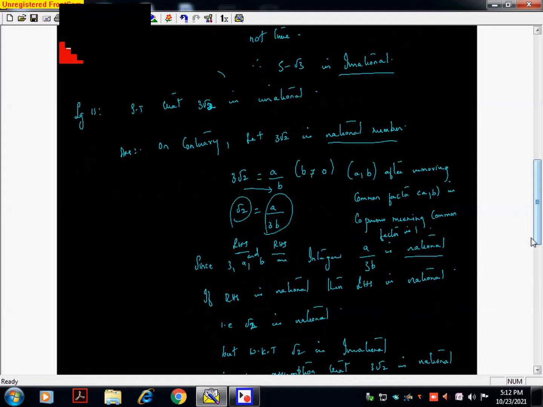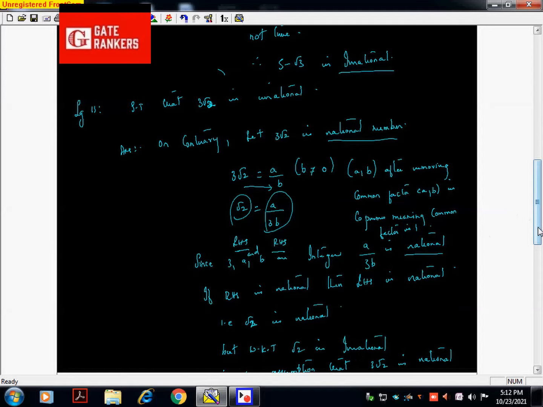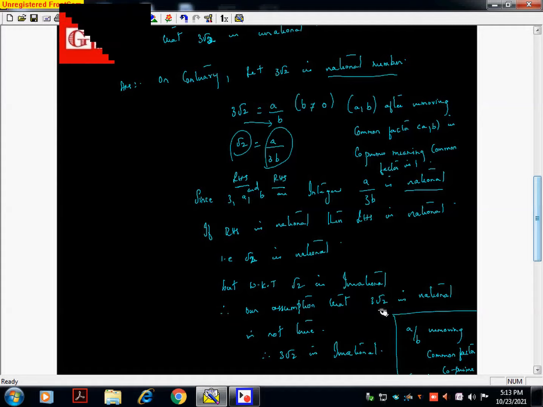That is the norm in mathematics. That is, root 3 is rational, but we know that root 3 is irrational. So therefore our assumption that 3 root 3 is rational is not true. Therefore 3 root 3 is irrational.